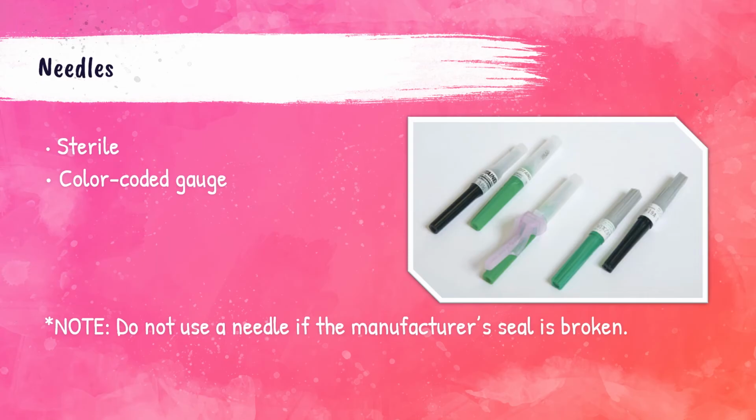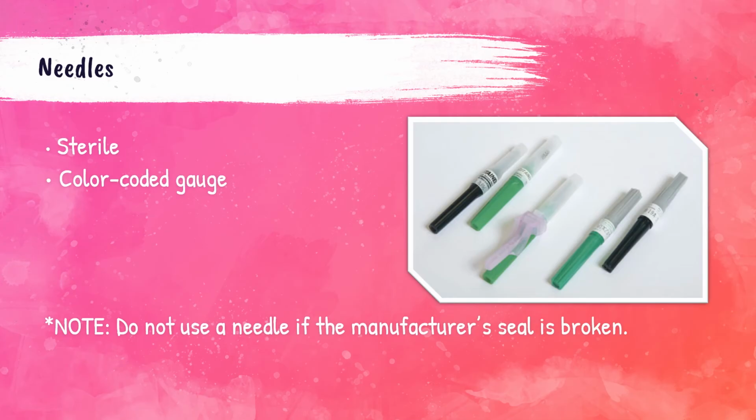The color of the cap of the needle is standardized and tells you the gauge of the needle. The green cap over the needle means the needle is a 21 gauge needle. The black cap means that the needle is a 22 gauge needle. On the photo on this slide, you can see both green and black cap needles. You can also see in this picture the manufacturer's seal in the center of the needle. Because needles need to be sterile when they are used on a patient, it's imperative that needles not be used if the manufacturer seal is broken.